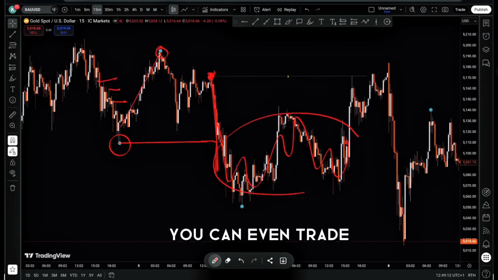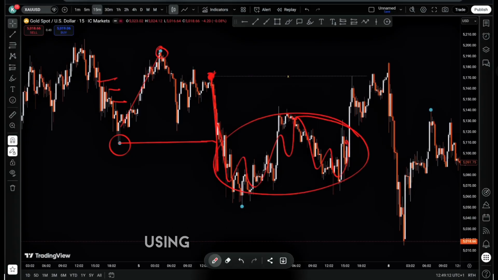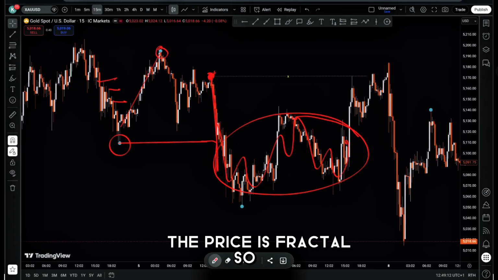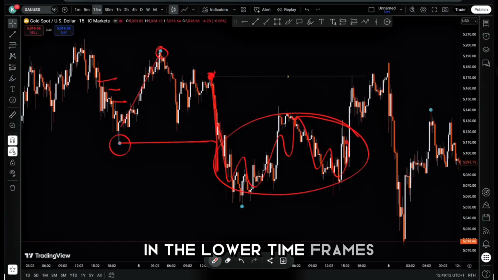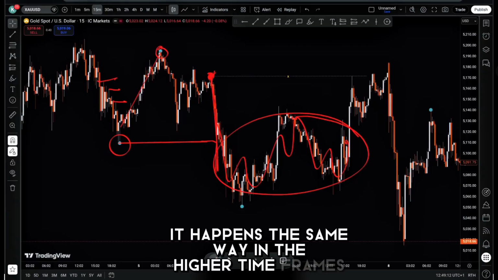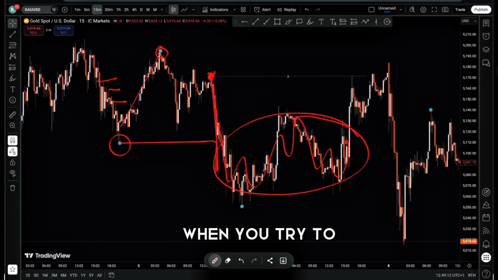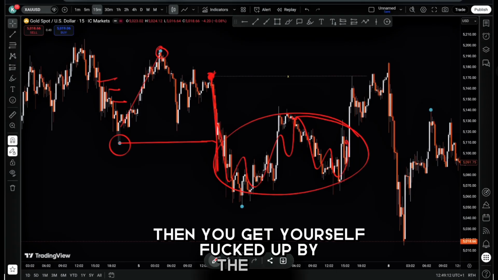You can even trade this in the lower time frames too, using the same technique we are doing. The price is fractal, so in the lower time frames it happens the same way as in the higher time frames. But stay with one thing, else when you try to be caught up with every move, you will get yourself messed up by the price.